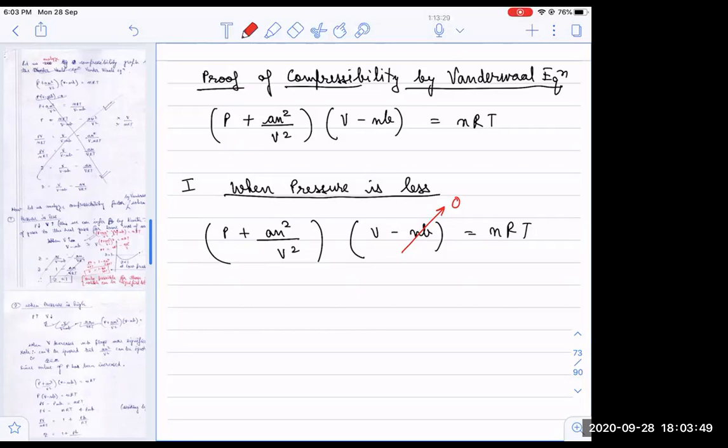Volume is taken to be very, very high. Why? Because the pressure is very, very less, and nb is a constant amount. Please observe that nb was supposed to be constant. Why is it constant? Because the size of the molecule is constant. It can be neglected when you keep the molecules in a very, very big room. For example, let me give you an example. You are sitting right now in your room.